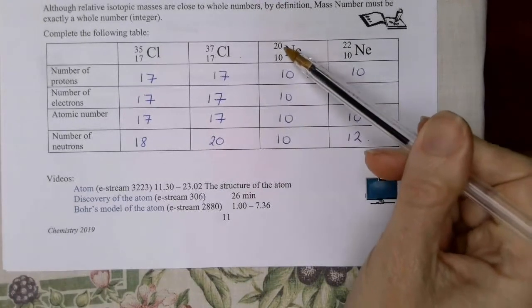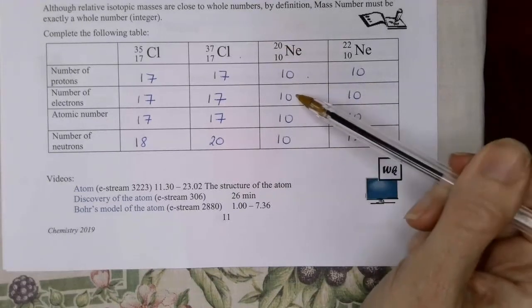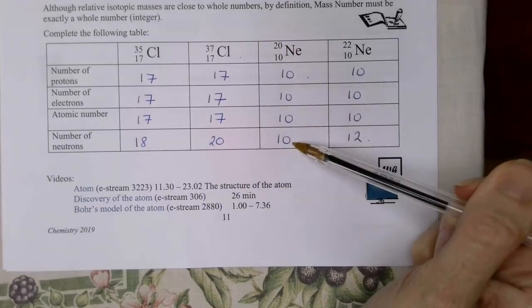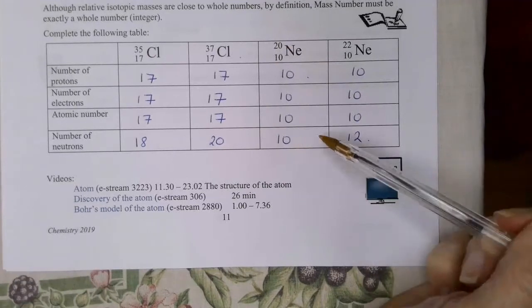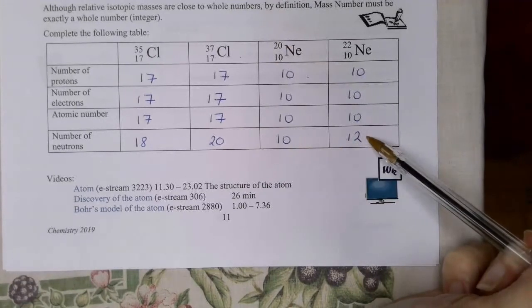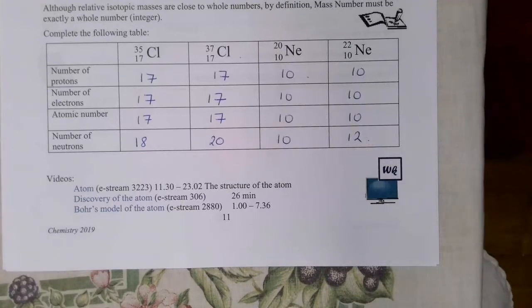And then my neutron number is my proton number plus my neutron number. So neon 20 has 20 neutrons in its nucleus, but neon 22 has 12 neutrons in its nucleus.